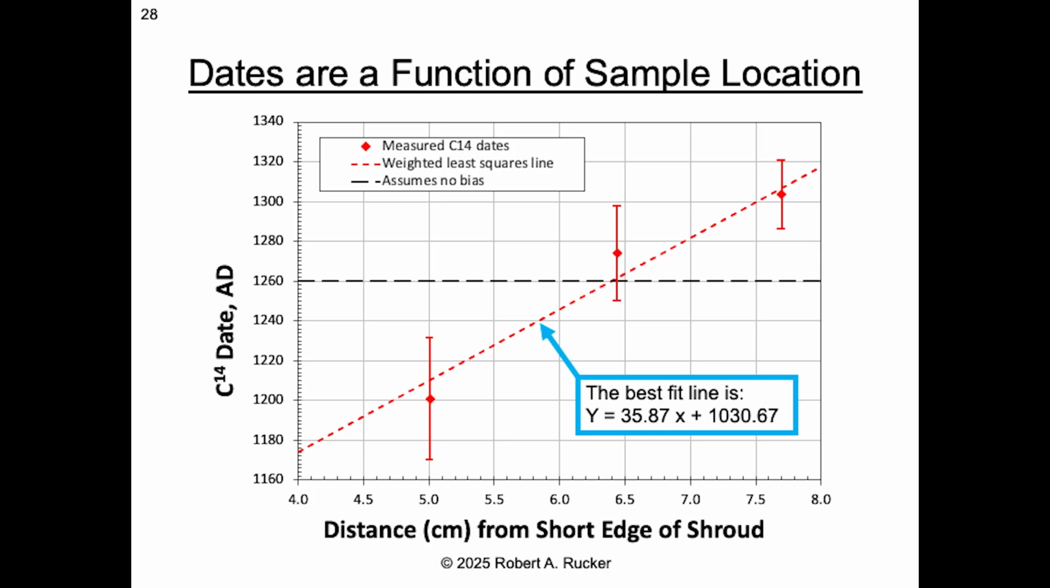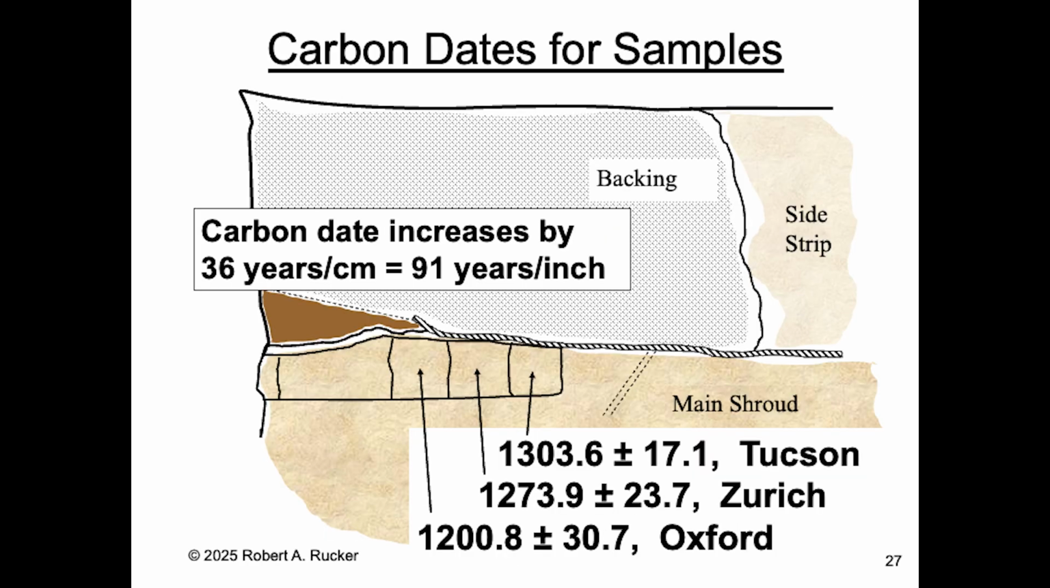You notice the coefficient on this best fit line is 35.887. If I go back, over here, carbon date increases by 36 years approximately per centimeter, which is 91 years per inch. So if you move your sample point 1 inch, your carbon date would be 91 years higher at that rate. If you move your sample point 10 inches, then you date the shroud to the future from today, because you're adding 910 years to 1260. Very interesting what you can do.